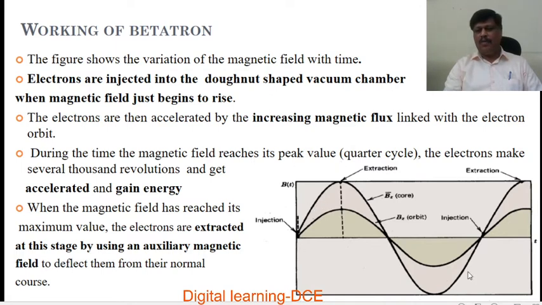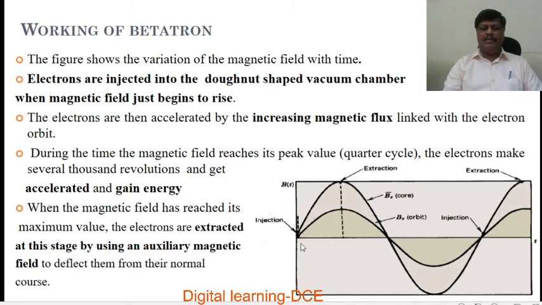This is one full cycle. This is half a cycle. Here is the quarter cycle. Up to this quarter cycle, the electrons make several thousand revolutions and get accelerated and gain energy.